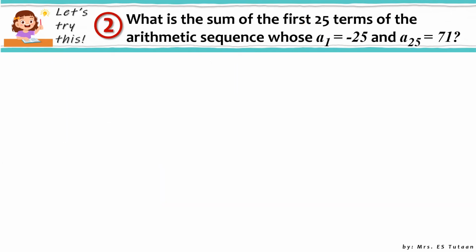Okay, number 2. What is the sum of the first 25 terms of the arithmetic sequence whose a sub 1 is equal to negative 25 and a sub 25 is equal to 71? So, paano natin yan sasagutan? So, illustration muna ulit tayo para hindi malito. So, we have a sub 1 plus a sub 2 plus ... plus a sub 25. So, ang ating dulong term ay a sub 25.